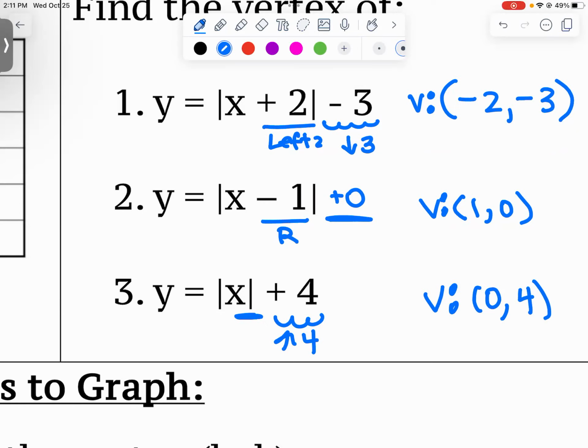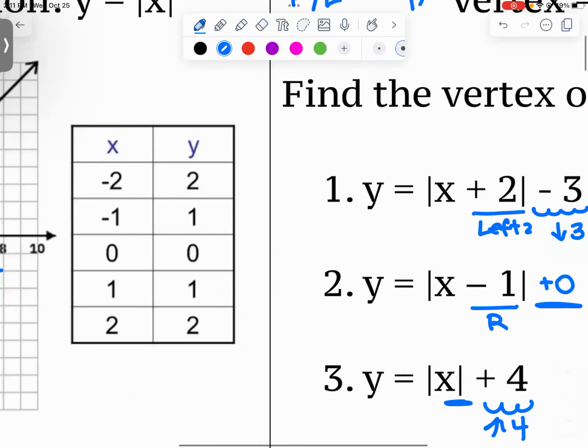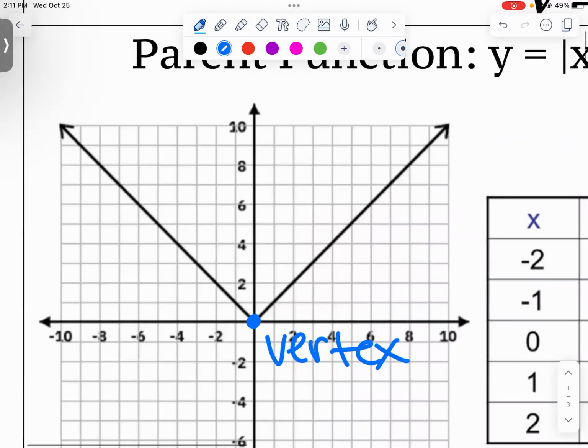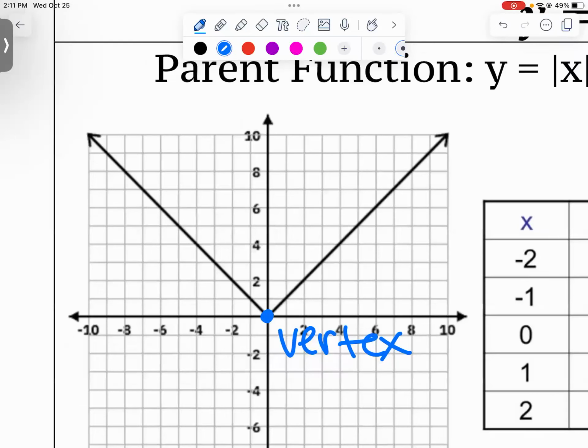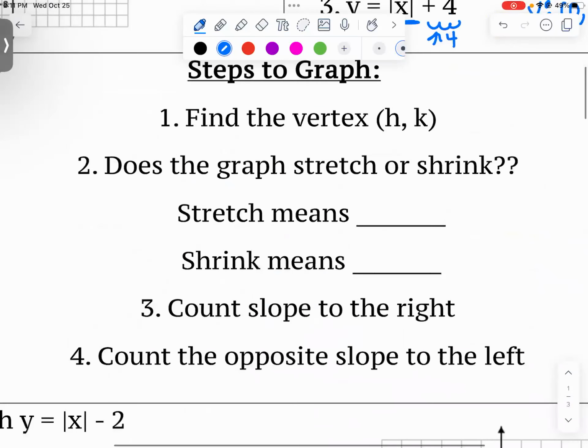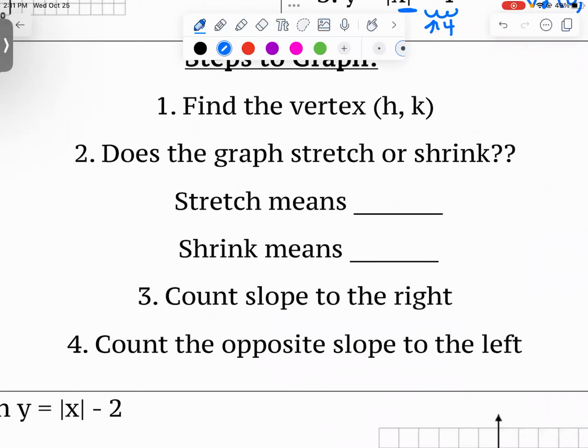These are actually really nice to graph because you know how to count slope. Yay, us. We basically need to graph a V with a piece that has positive slope and a piece that has negative slope. That's what we call a piecewise function. Really weird. You'll learn all about it in Algebra 2. So this is what you're going to do: you're first going to figure out where your vertex is.